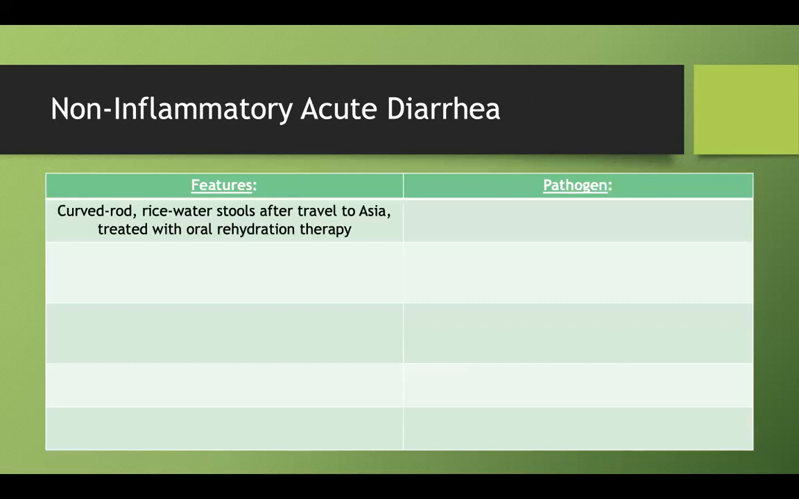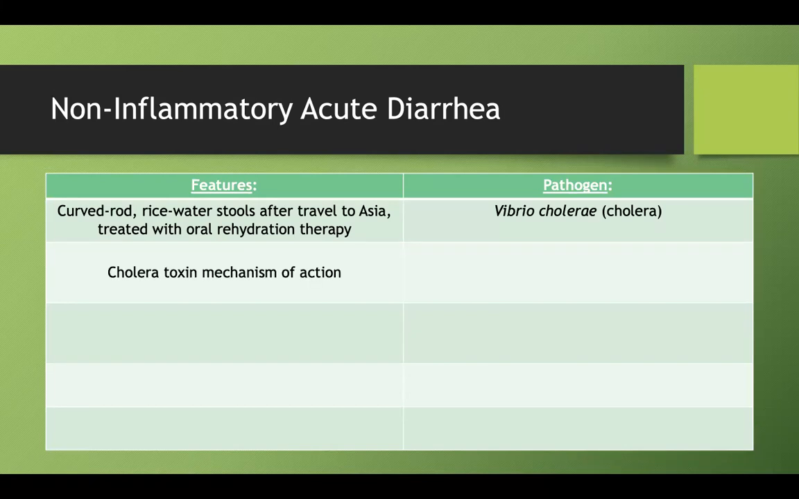Okay, so let's move on. What if you have a curved rod? It is responsible for significant rice water stools after travel to Asia. It's treated with oral rehydration therapy. So this is cholera, caused by the bacteria Vibrio cholerae.